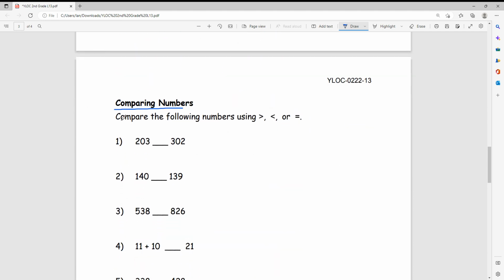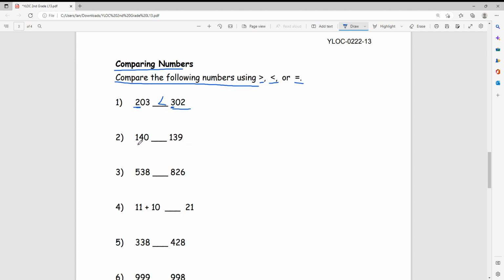Next is comparing numbers. It says compare the following numbers using less than, greater than, or equal to. So 203 and 300. We're going to write less than because the hundreds value is bigger here than in this one.